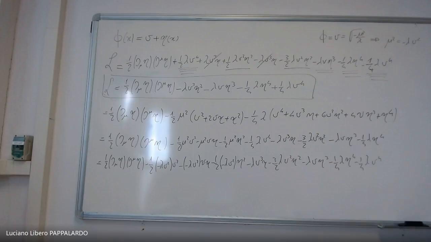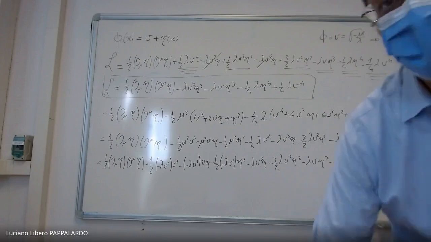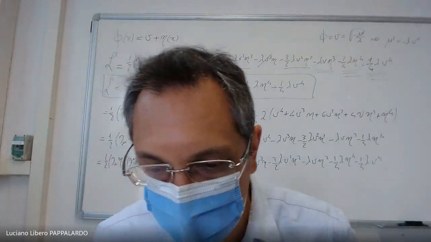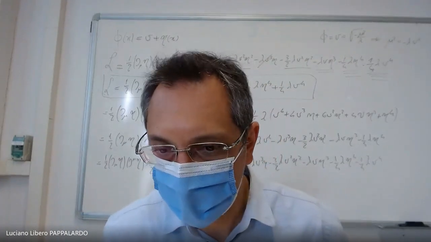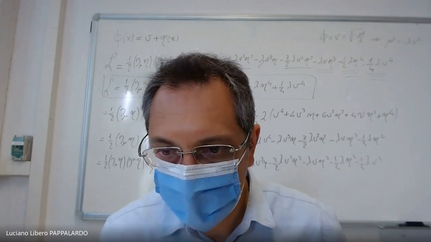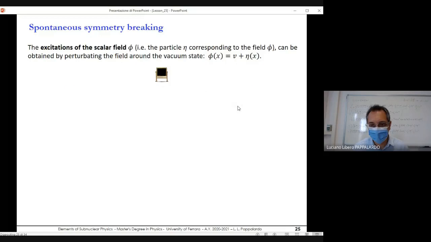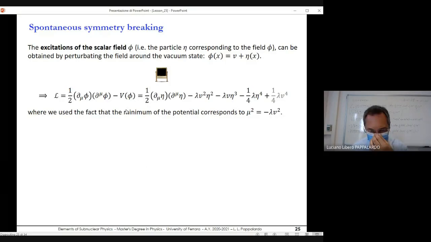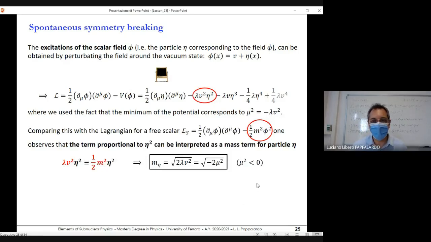Okay, so let's now try to interpret this in the slide. So this is our result, okay? So we are perturbating the field around the vacuum, introducing this perturbation eta. We put it into our Lagrangian, we made some trivial algebra, and we obtain this expression here for the Lagrangian density, okay? Well, we make use of this relation here between the parameters. Okay, so let's now look what we have here.